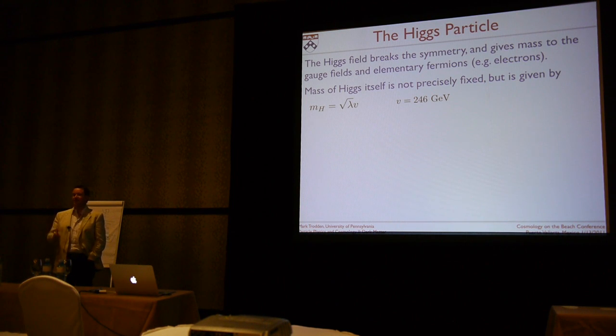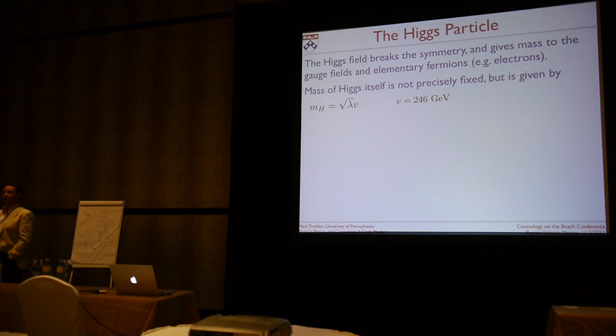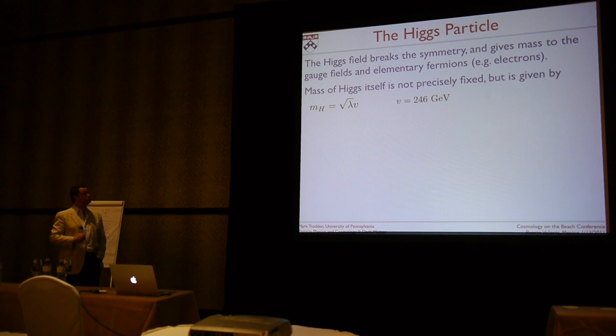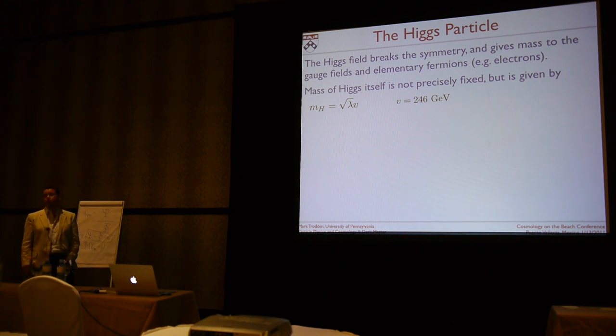Now, the mass of the Higgs itself is, of course, a very hot topic. We have devoted huge amounts of energy and dug very long holes to try to figure out what it is. It's not precisely fixed, but it's given by this expression, where v is the expectation value in that last slide, which is 246 GeV. So the mass of the Higgs comes down to what its coupling is.